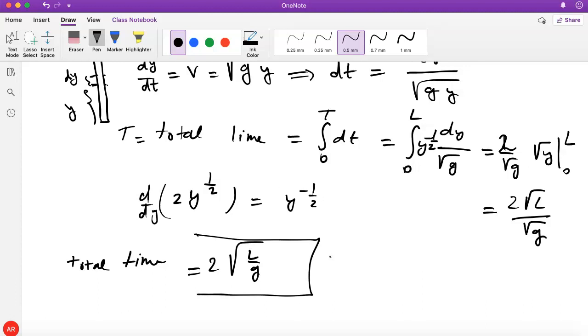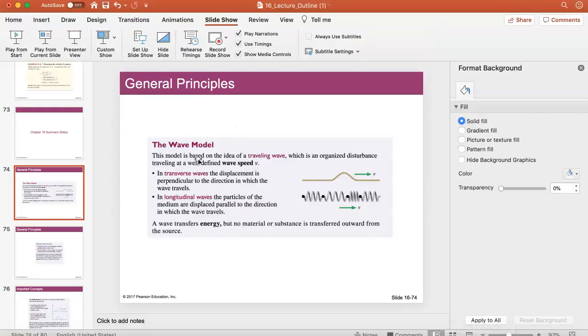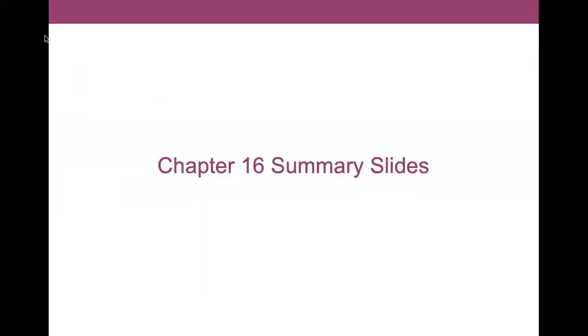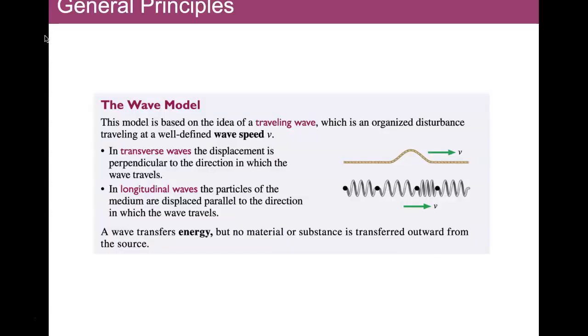Okay, so we're done with chapter 16, so let's review briefly some of the things we talked about in this chapter. And then next time we start talking about superposition. So thinking about scenarios where you have more than one source putting oscillations or pulses into a system that propagate. All right. So here we talked generally about the wave model in this chapter.